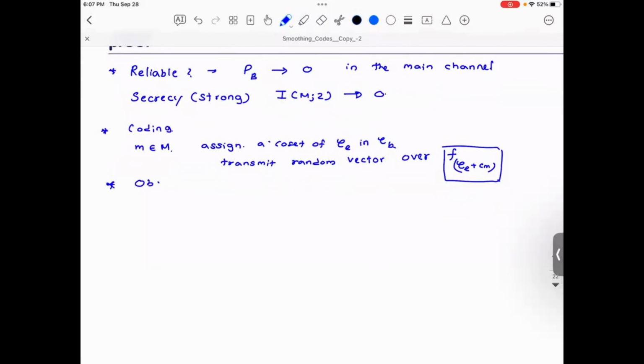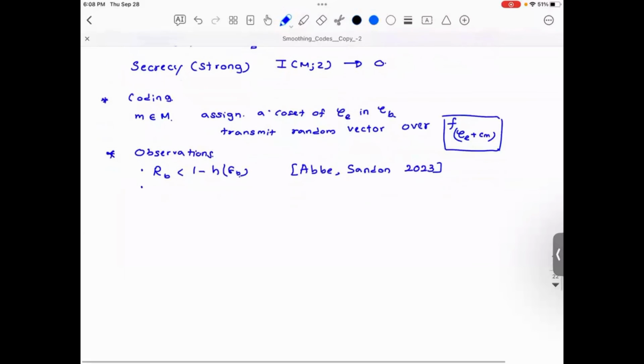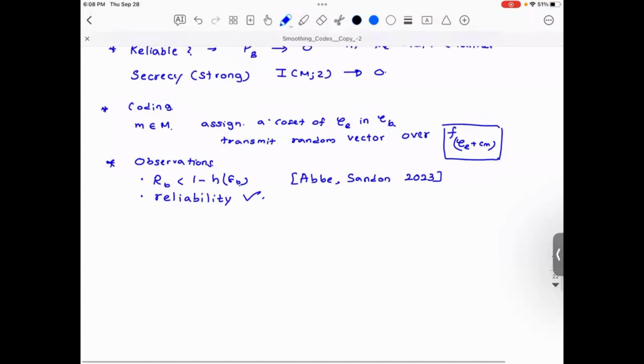And now going back to the observations. We have RB greater than 1 minus H(delta B). Note that whatever the message is, the transmitted message is a codeword of CB. So we are operating below capacity, and very recently these people proved that Reed-Muller codes achieve capacity in the BSC channel. So when we are operating below capacity, we have reliability, because the message is ultimately decoded by Bob.